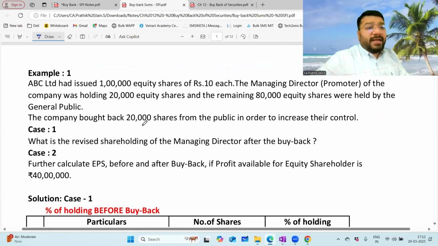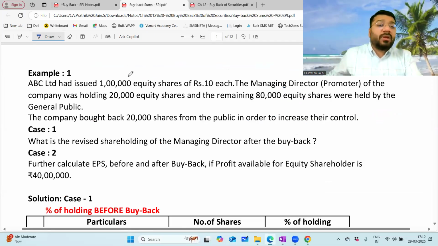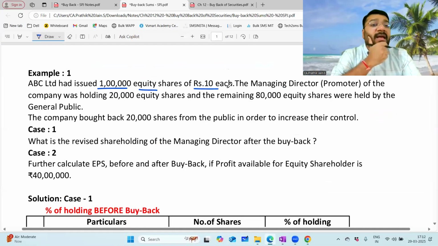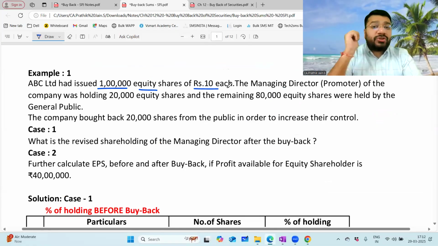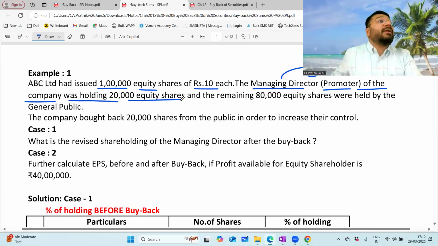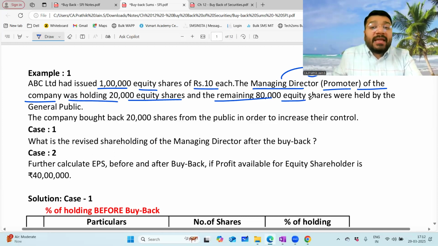Example 1. ABC Limited had issued 1 lakh equity shares of rupees 10 each. The managing director, who is the promoter of the company, was holding 20,000 equity shares, and the remaining 80,000 equity shares were held by the general public.